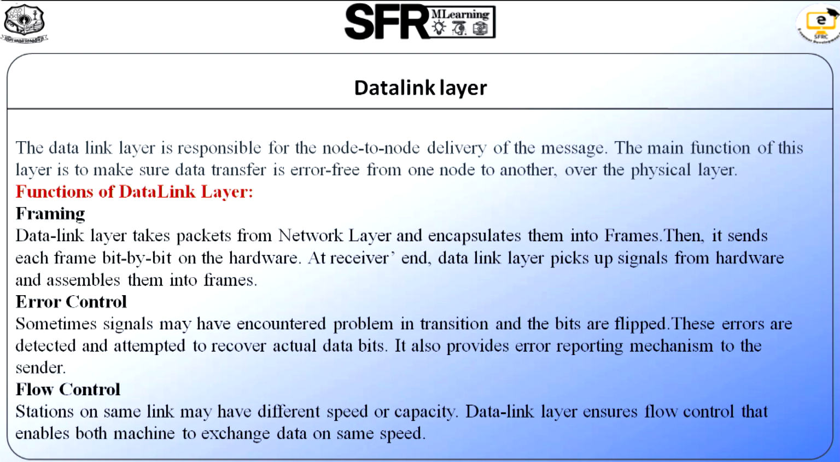And error control deals with errors, using concepts like parity, Hamming code, checksum, CRC, etc. Flow control means it controls the speed or capacity at which the sender sends data to the receiver. This is called flow control in the data link layer.